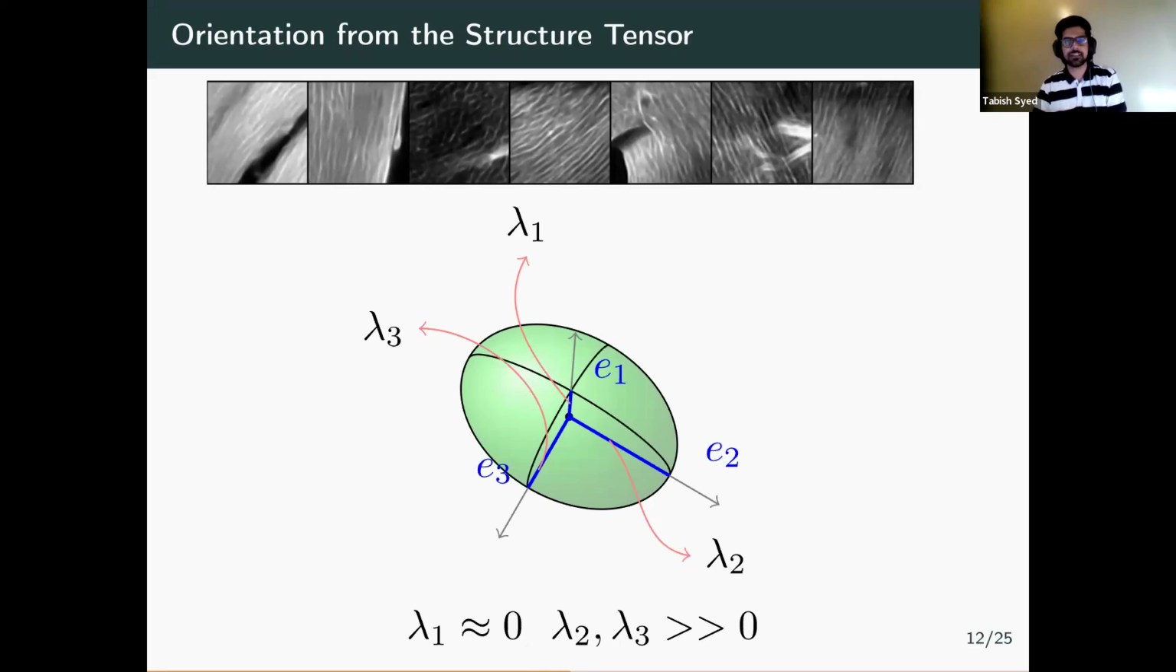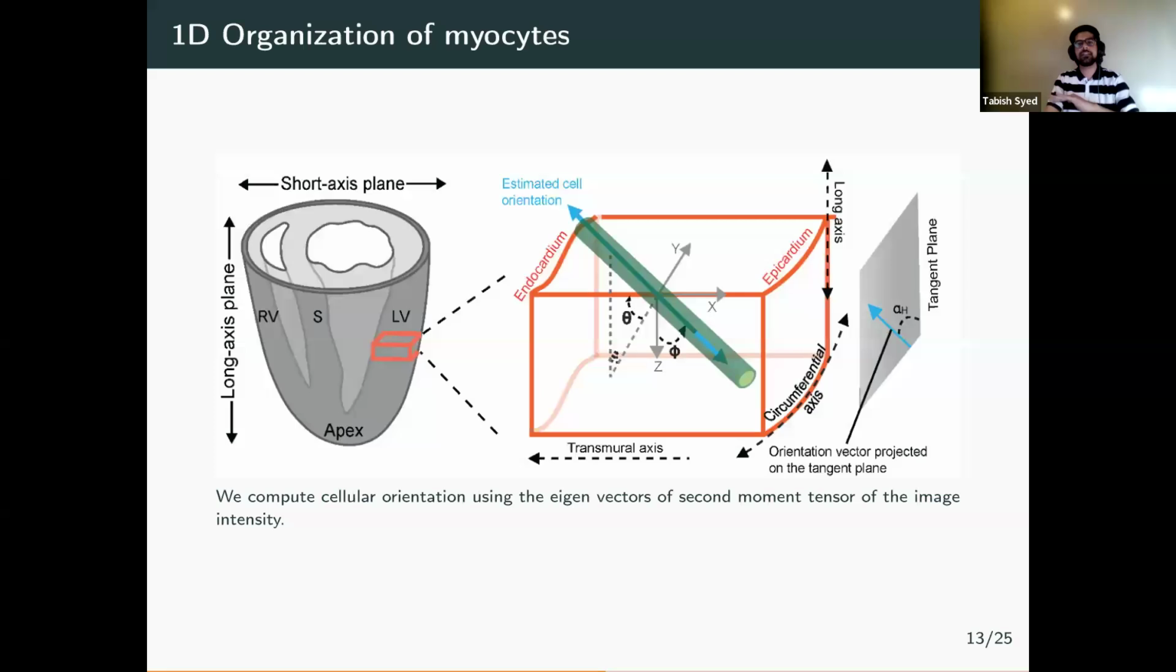Now, structure tensor is similar in principle to what DTI does. DTI measures diffusion of water. Structure tensor is constructed from the gradient of the intensity. So the direction in which the gradient is the least will have the smallest eigenvalue, and the direction in which the gradient is the largest will have the largest eigenvalue. And we want to pick the direction in which the gradient is the smallest, which is along the cell. So we use that and estimate the orientation in the tissue.